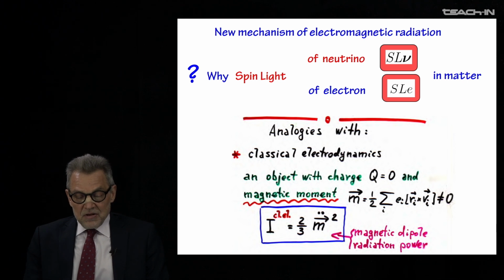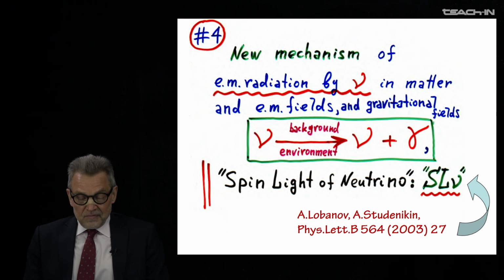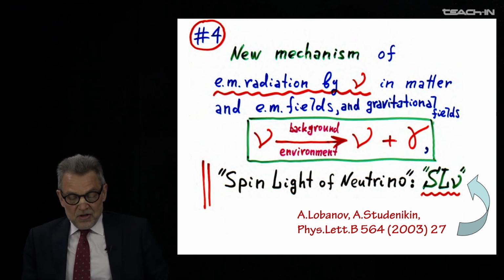So why we term this new mechanism of electromagnetic radiation of neutrinos, when this particle is moving in matter, the spin light of neutrino? Because there is a classic analogy with the classical electrodynamics, where an object with zero charge but non-zero magnetic moment can emit light. And this is the magnetic dipole radiation, and the power is proportional to the second derivative of the magnetic moment of the system squared. So we just termed this new radiation the spin light.